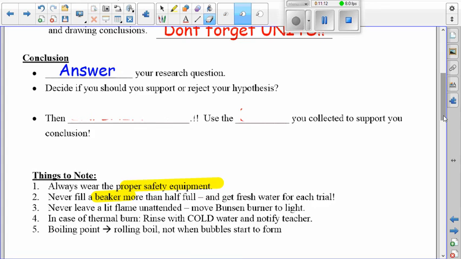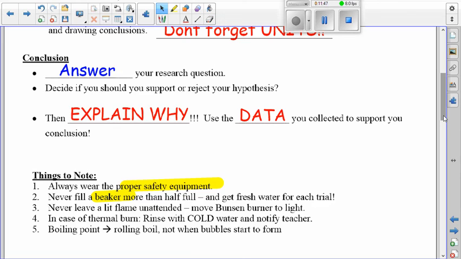So Jonas has to say, I accept my hypothesis from earlier. Or, yeah, I reject my hypothesis. It wasn't right. But don't just say whether you accept or reject it. You've got to tell me why. So Jonas would be like, we should not accept my hypothesis from earlier because, and he's going to mention his data, because at 2 minutes, 8 minutes, and 12 minutes, the temperature was blank, blank, and blank. Something like that. So he's going to use his data table to explain himself.